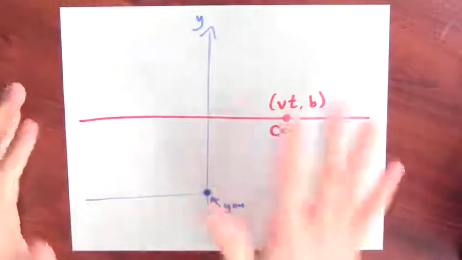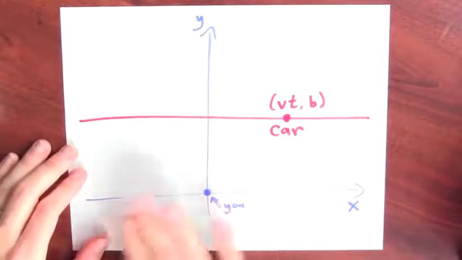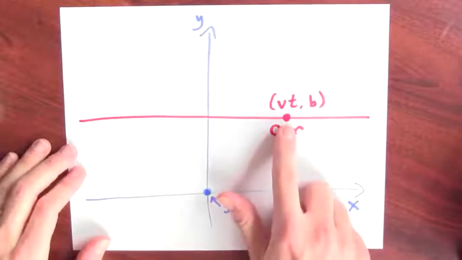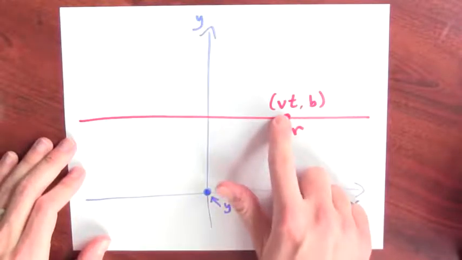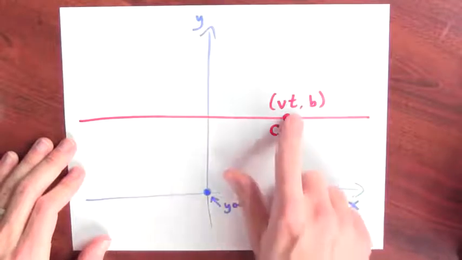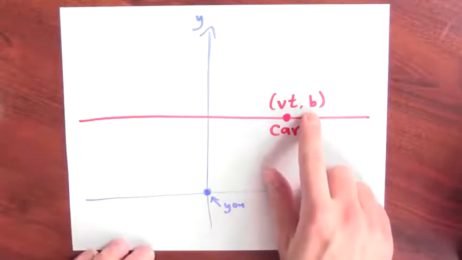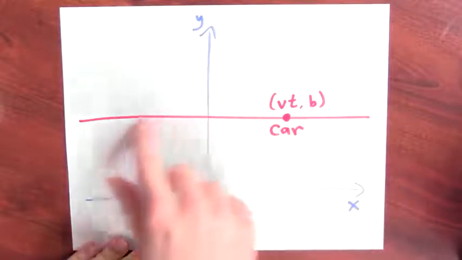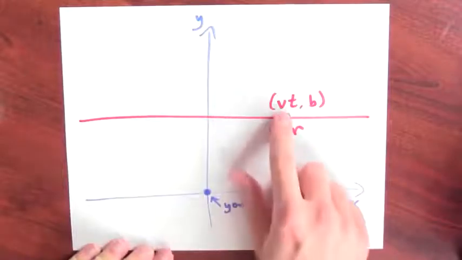So I've drawn a diagram of the situation. I've placed you at the origin, so your coordinates are 0, 0. And I've placed the car here at this red dot. Its x-coordinate is vt. I'm thinking of v as the velocity of the car and t as the current time. And I've placed its y-coordinate at b. So the car is going to drive along the line y equals b at a constant velocity v.